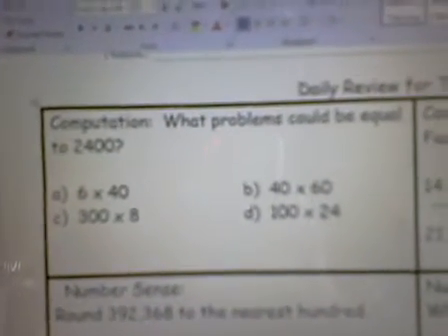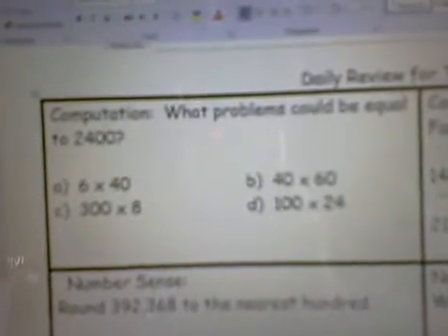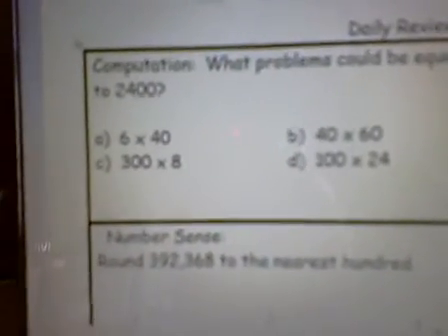Computation Square says, what problems could be equal to 2,400? So I'm having to solve all of these problems to figure out which one's equal 2,400. So let's show our work.